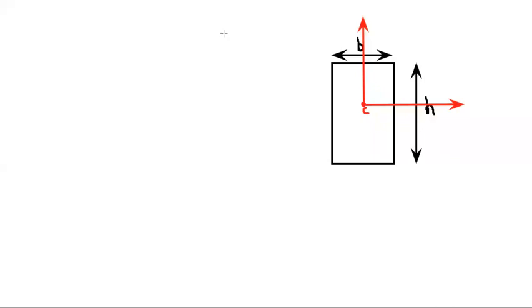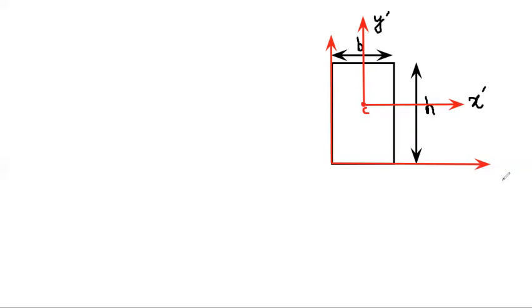Now, apart from the centroidal x and y-axes, let's define this to be our x-axis and this to be our y-axis. Since we are calling this point the centroid, it lies at the geometrical center. Let's call the centroidal x-axis x prime, and the centroidal y-axis y prime.